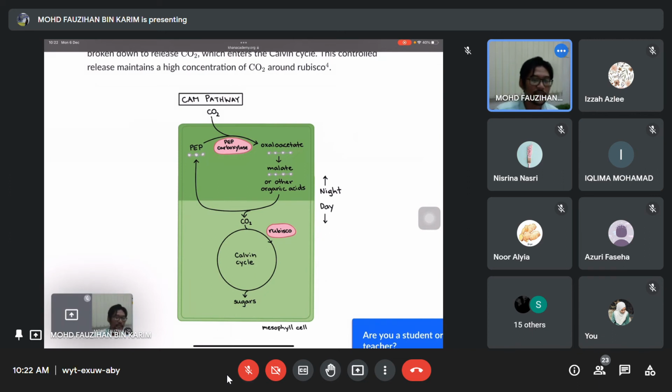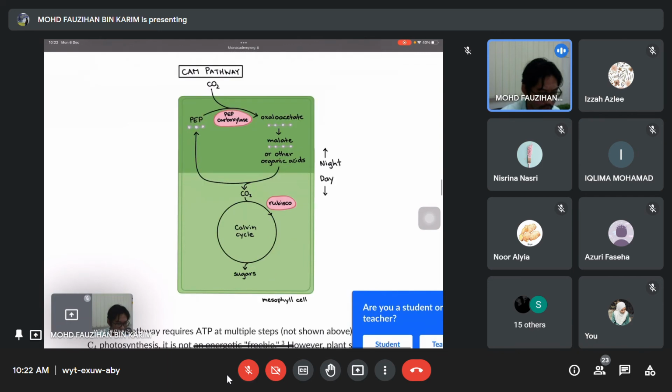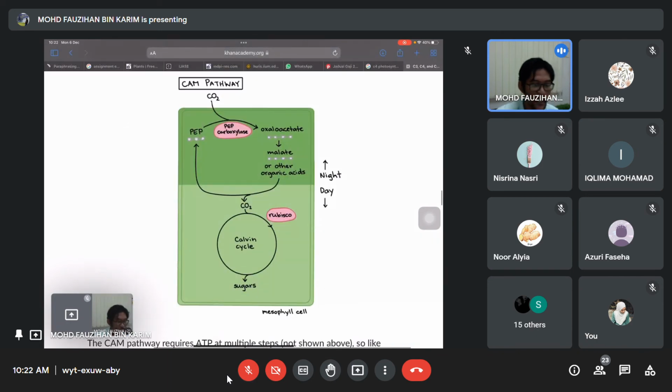Okay, for CAM, it also has two anatomical structures. Sorry, for these CAM plants, they only have one anatomical structure, which is the mesophyll. They don't have bundle sheath, right? But in the mesophyll, there are two separate sections.